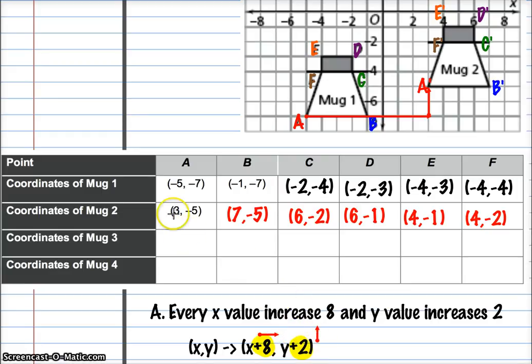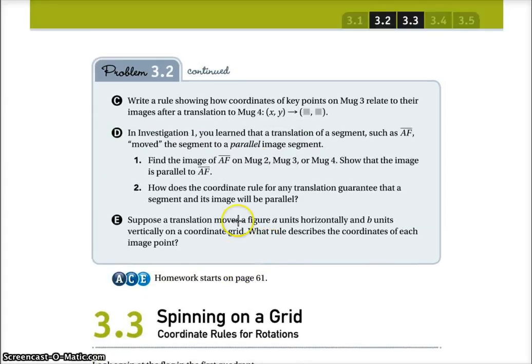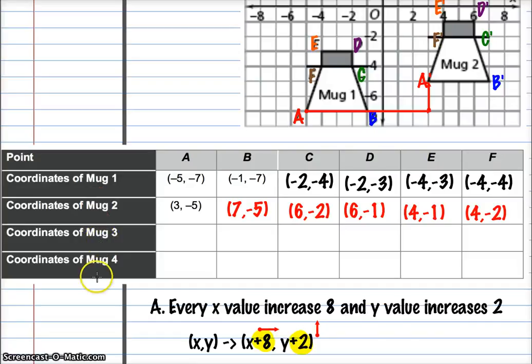We're going to go ahead and fill out the rest of these for mug 3 and mug 4, and we'll write the rules for each one of those. So let's double check our questions. It says write a rule showing the coordinate points on mug 2 to relate their image to mug 3. So I'm going to be writing a rule from 2 to 3. I'm going to guess my last one is going to say 3 to 4, so mug 3 to mug 4. So we're going to write rules for 2 to 3 and 3 to 4.